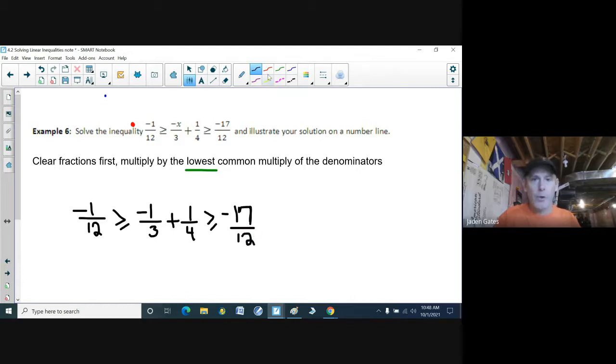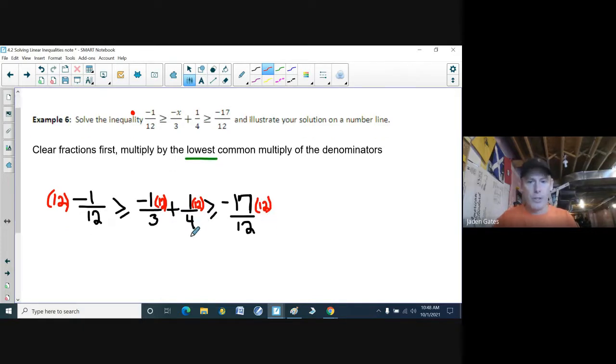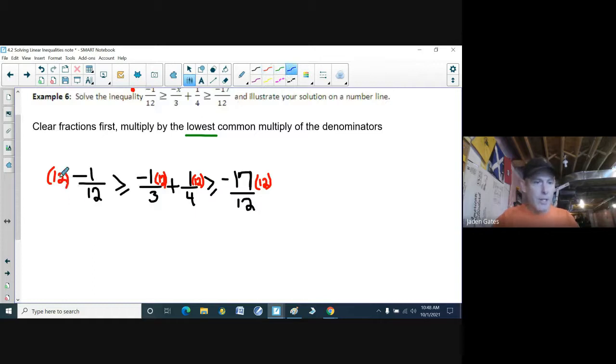As I mentioned, I'm going to multiply every single term by 12. So this one by 12, this one by 12, and the last one by 12. Every term I multiply by the lowest common multiple. Here's what happens. In this case, I've got a 12 on the top and a 12 on the bottom, and they divide each other out. That's negative 1 now. Multiplying by the lowest common multiple is going to get rid of all the fractions. In this case, negative 1 times 12 is negative 12, divided by 3, that's a negative 4.